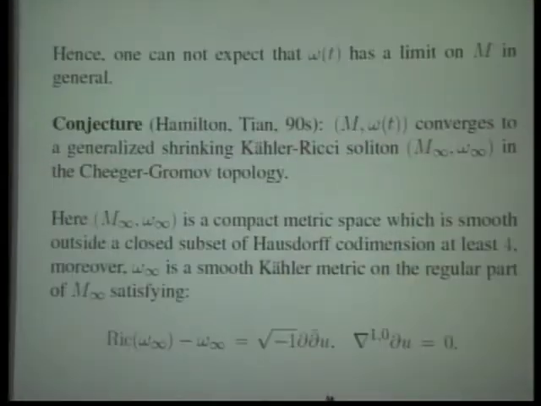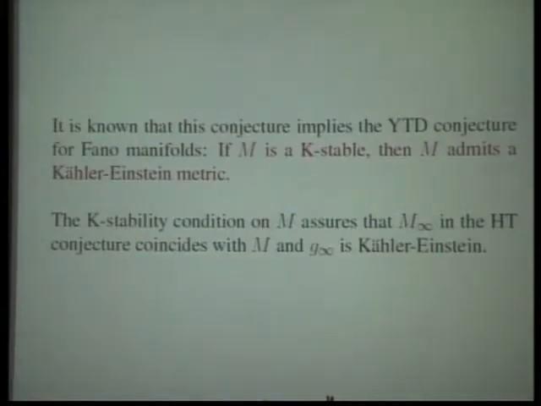So this conjecture is in some sense better, because it always has a canonical limit. Then you use the algebraic condition to get better canonical metrics.